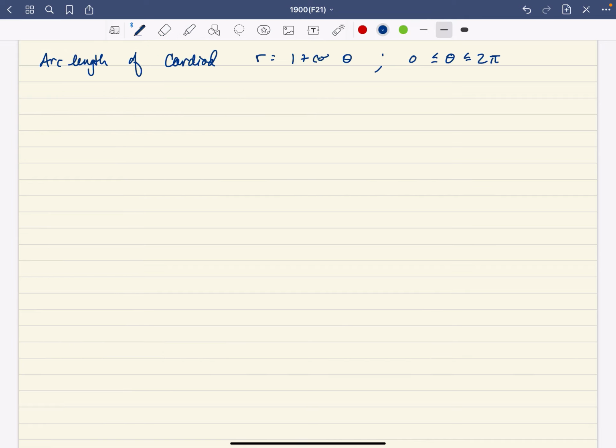Okay, so I want to find the arc length of the cardioid r equals 1 plus cosine theta. I think this was the function that we were working with before, but if not, let's just do this one. What we did is we used the arc length formula. We're going to integrate from 0 to 2 pi, because those are the bounds that we need for the cardioid.